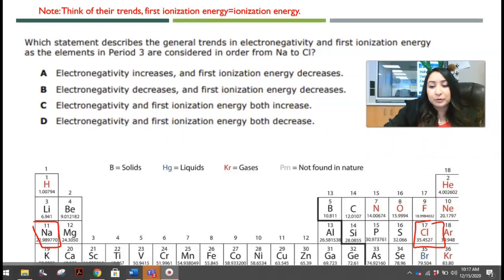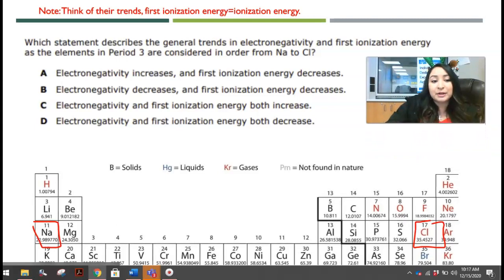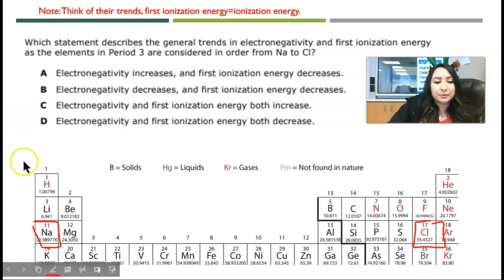Well, this is one where you need to know the trends. Remember the one that I told you to remember? NEAR. So you have an E here. It's going to pop up somewhere.